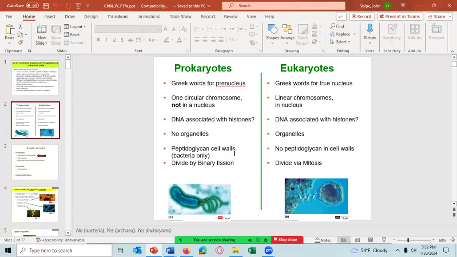There is peptidoglycan in the cell walls of bacteria, and only in bacteria, not in archaea. There is no peptidoglycan in the cell walls of eukaryotes. And of course, animal cells don't have a cell wall. Prokaryotes divide mostly by binary fission. Eukaryotes divide by mitosis.